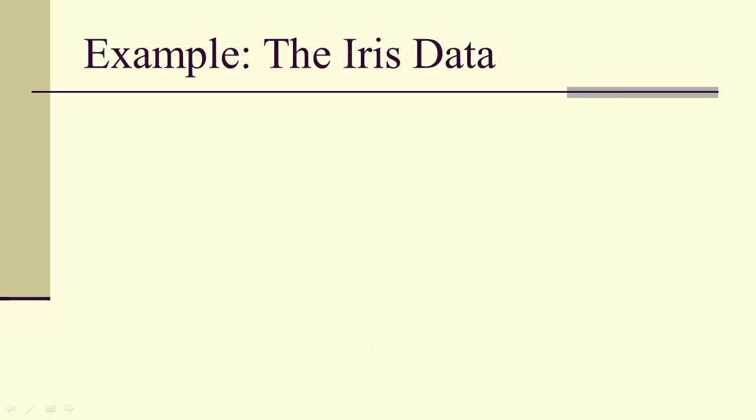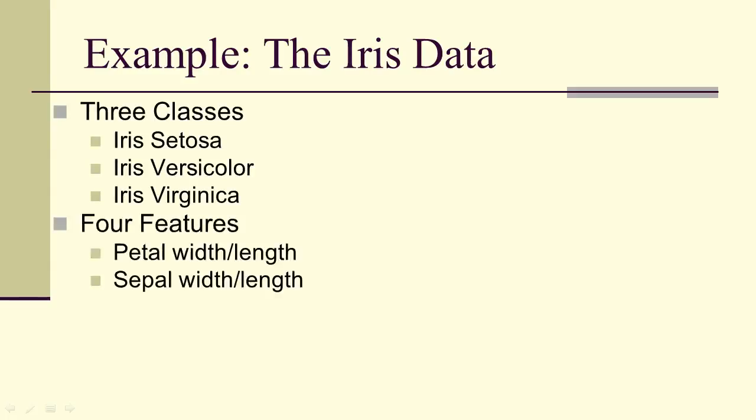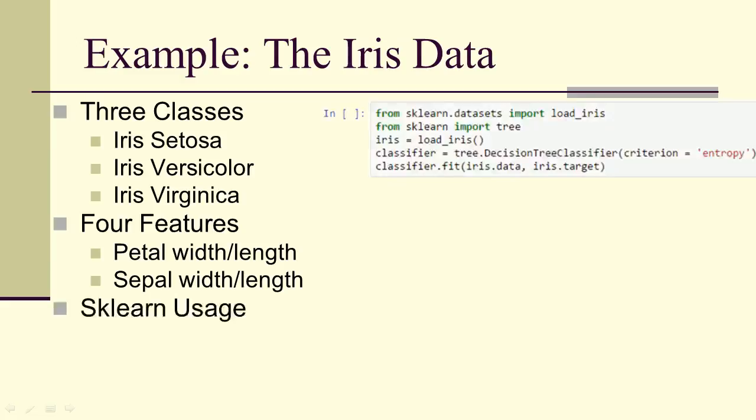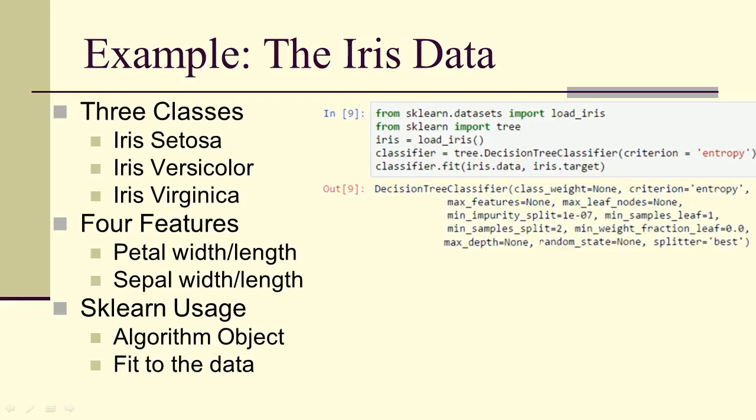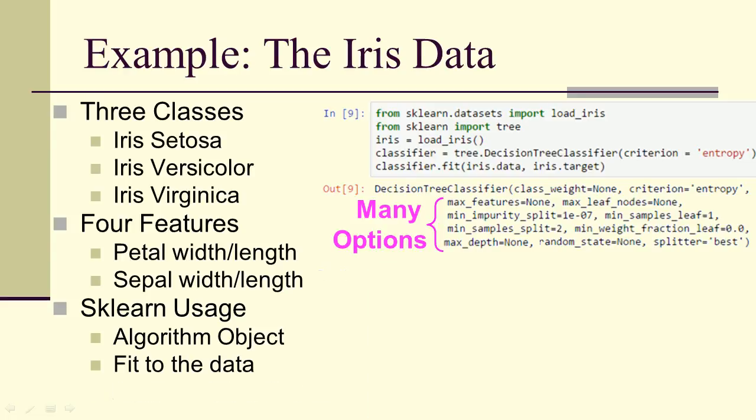So let's look at the iris data. There's 3 classes, iris setosa, iris versicolor, and iris virginica. 4 features, petal width and length, sepal width and length. In sklearn, the scikit-learn package, it will look something like this. We have an algorithm object, in this case a classifier. We'll fit it to the data, and then we'll have the ability to do analysis and visualization and that sort of thing. Notice there's a lot of options here. We just used what was given.